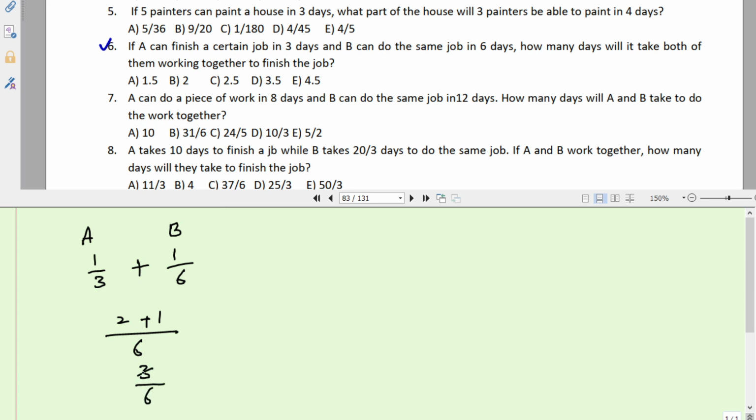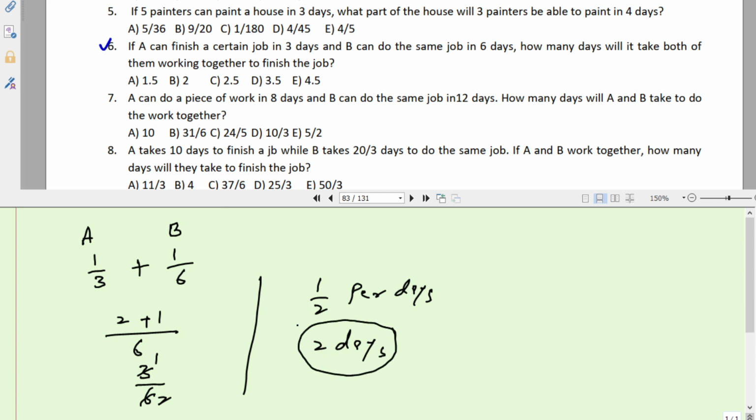3/6. That means 1/2 per day. It simply means they are doing half of the job per day. So when they are doing 1/2 job per day, it means they will take 2 days to finish the job. Simple. You have to take the reciprocal again, like you took the reciprocal in the beginning. Now you take the reciprocal in the end again. So together they will take 2 days to finish the job. So the answer to this is 2.